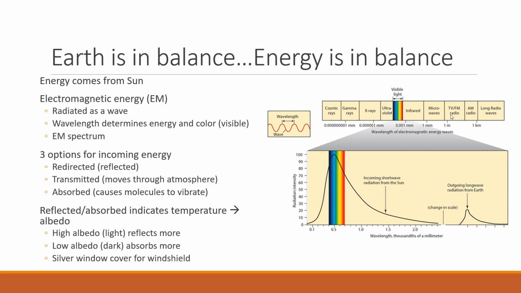So high amounts that are reflected compared to absorbed are high albedos. This happens when we have light colors. It will reflect more. So something that is white will reflect more energy. Low albedo is when we have more absorbed than reflected. This happens when we have dark colors. So this is the reason why people put a silver reflective screen in their windshield during the summer, because that silver will reflect more of the energy, which will keep their car cooler. Low albedo, dark colors, that's why black cars heat up faster than white cars. We'll talk more about albedo when we talk about climate as well.